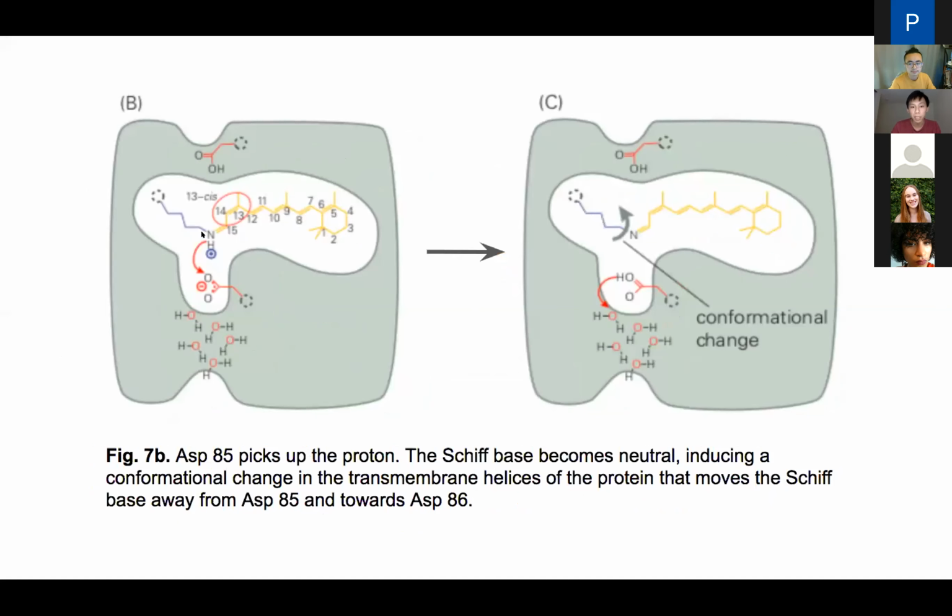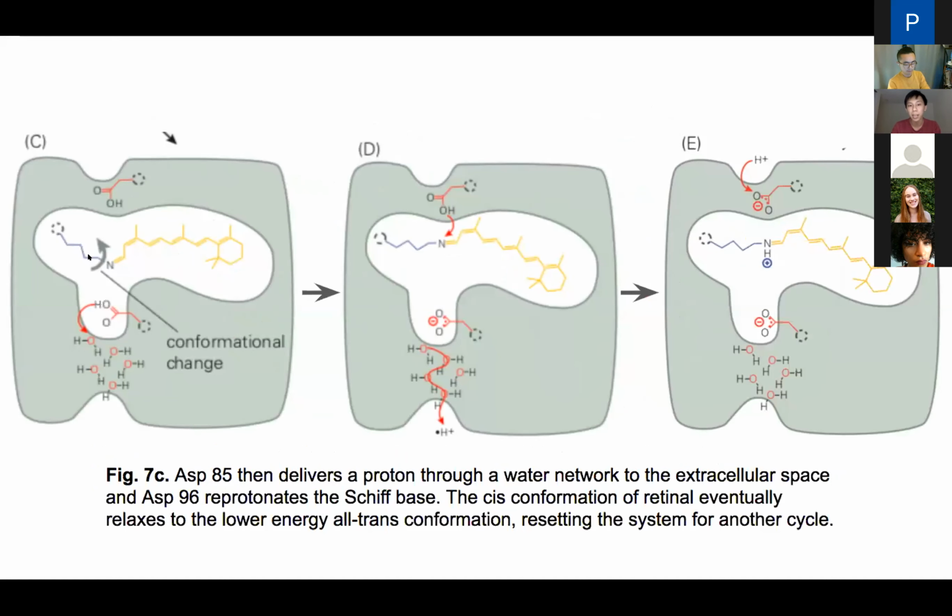Once it protonates the aspartate at position 85, the protein, which is just a collection of transmembrane alpha helices, undergoes some sort of conformational change that allows the Schiff base to move upwards, right? And this in part occurs because the Schiff base is no longer charged, it's neutral now. So once it comes up, it can pick up another proton from the aspartate residue up here. And this becomes protonated, and then you start your cycle all over again.